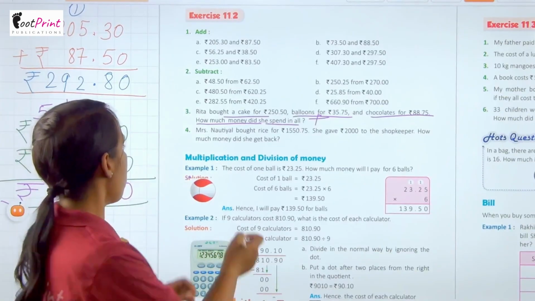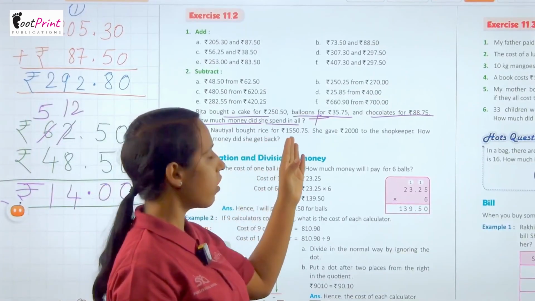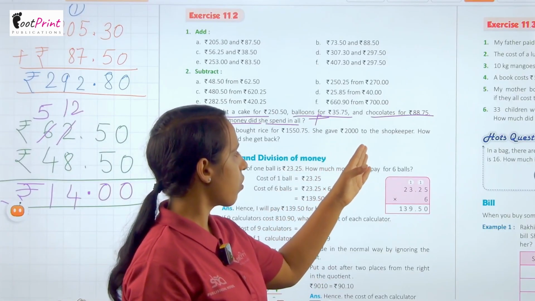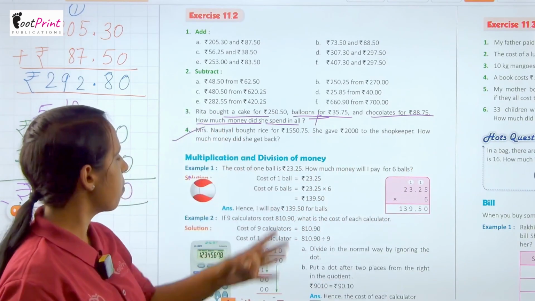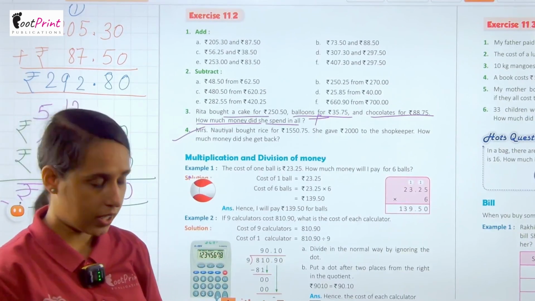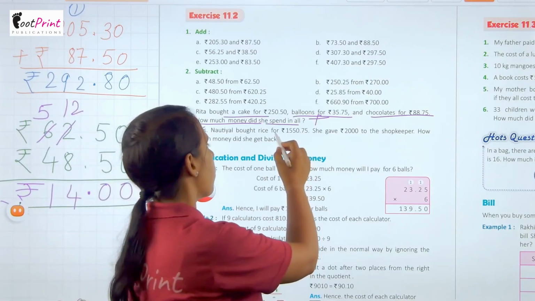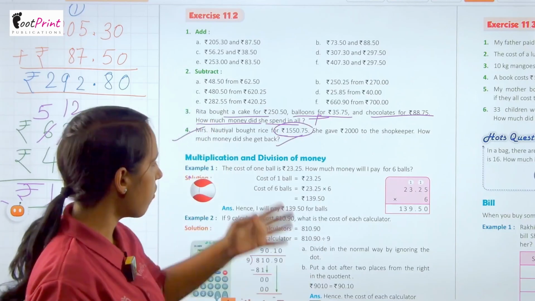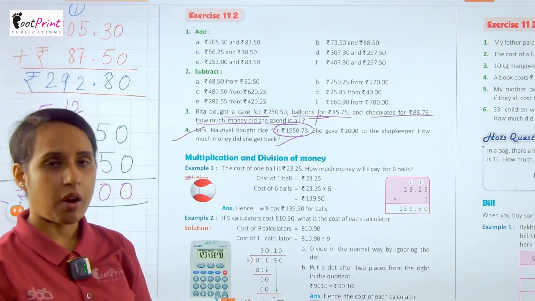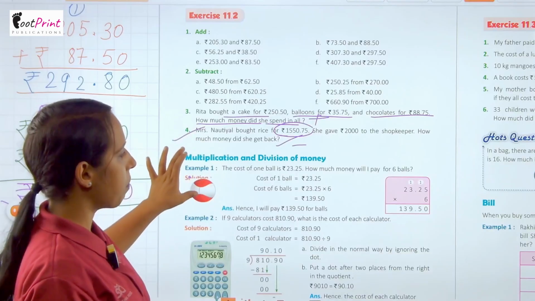Okay. Now question number 4. Mrs. Notyal bought rice for 1550.75 rupees. She gave 2000 rupees to the shopkeeper. How much money did she get back? Ab hamein batana hai ki jo Mrs. Notyal hain unhone rice kharide aur shopkeeper ko diye 2000 rupees, aur unhone kharide kitne ke chawal, jo rice kharide hain 1550.75. Toh hamein batana hai ki shopkeeper ne unhe wapas kitne rupees diye. For that we will subtract the numbers, or money.